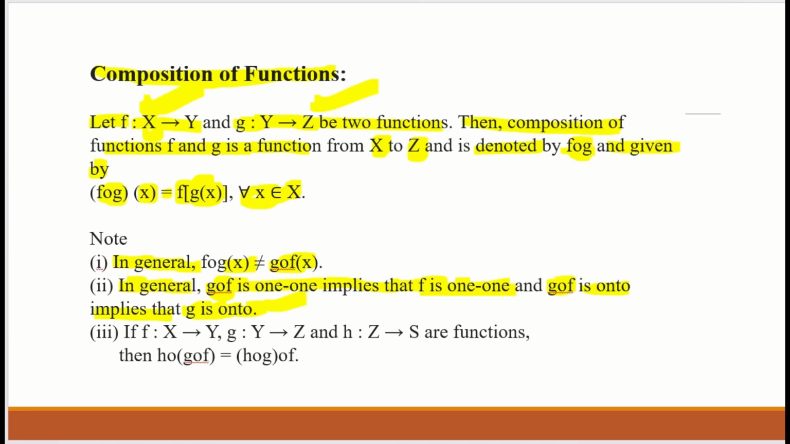Be careful. This is one of the rules to help you prove it directly in an MCQ. Next, the third point is that if f from x to y, g from y to z and h from z to s are functions, then h composite g composite f is equal to h composite of g composite f.